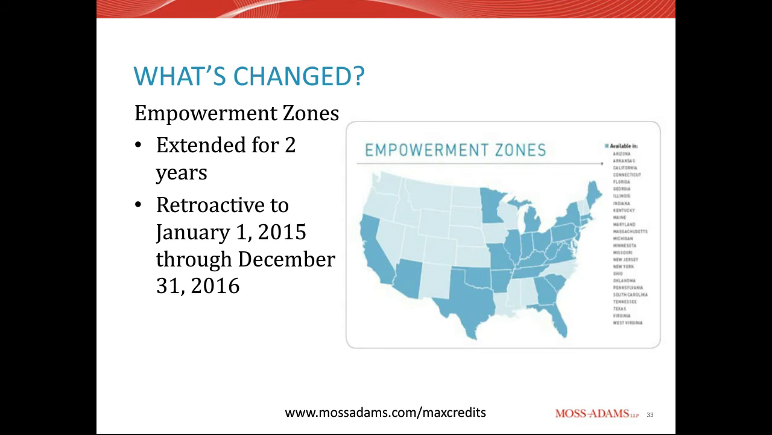So empowerment zones were extended for 2 years, retroactive to January 1 of 2015 through December 31, 2016. And the map on your screen showing the states that are highlighted in dark blue, those are the states that currently have at least one empowerment zone. And keep in mind, empowerment zones are federally declared distressed areas, and they can vary significantly in size. Additionally, a state can have one empowerment zone or potentially up to 7 different empowerment zones.